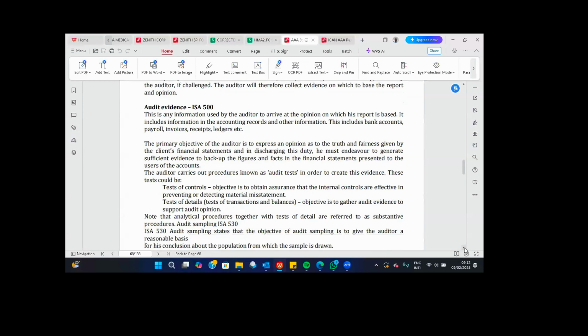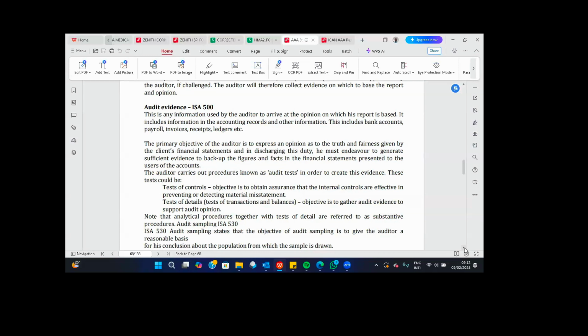Then there's another test also that we call substantive procedure. The substantive procedure is a combination of test of detailed transaction and analytical review procedures. That makes up what we call what? Substantive procedure. I hope that is clear.